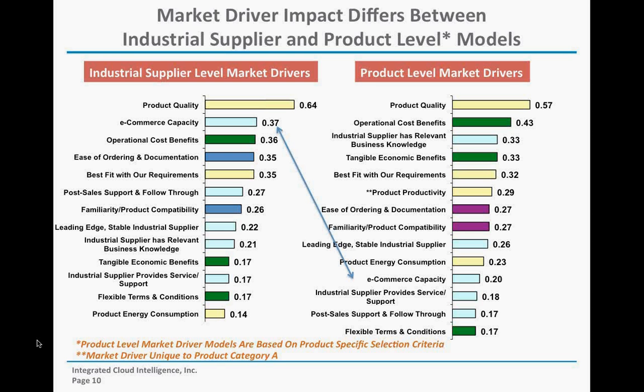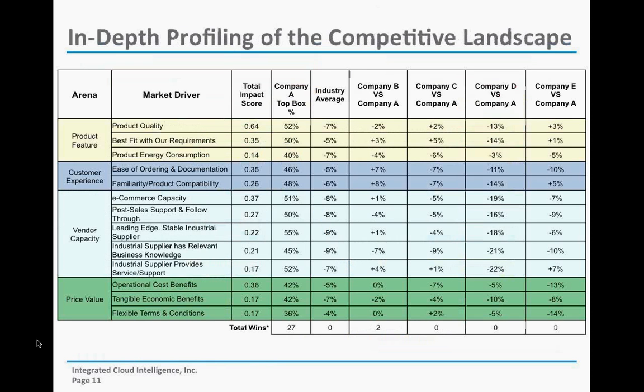The combination of these 2 models provides an opportunity. It gives detailed feedback to the product guys, but also makes sure that you identify those elements that are common between the industrial supplier level and the product level that could be used for a corporate positioning strategy. And again, folks, you have all of this perspective, and with this you have measured impact on opportunity, which ultimately tells you value.